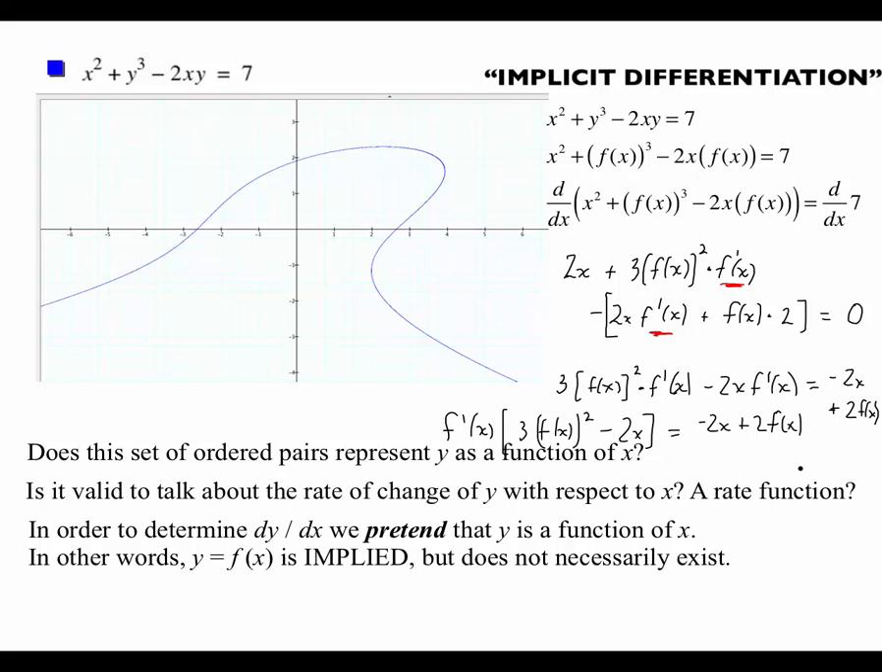Okay, if I lost you, do you have a question? Where did I lose you? Anybody? We good? Last step to solve for f prime x is simply divide by this thing that remained when we factored out f prime of x. So it's going to be minus 2x plus 2 f of x all over 3.